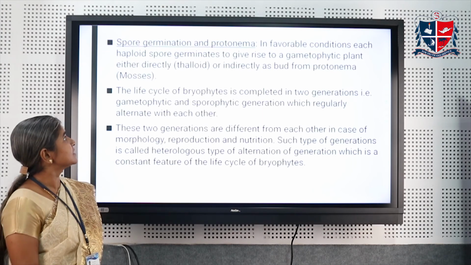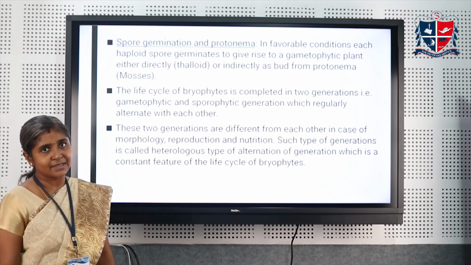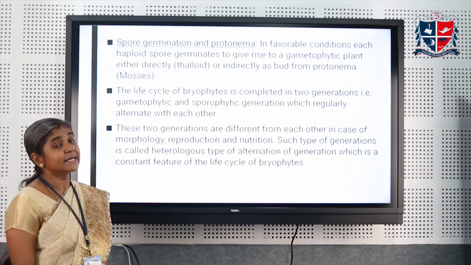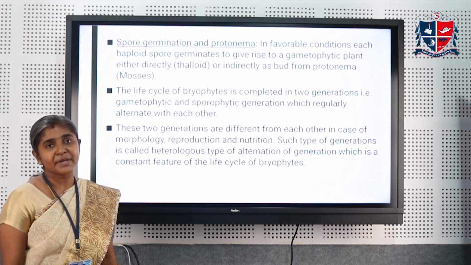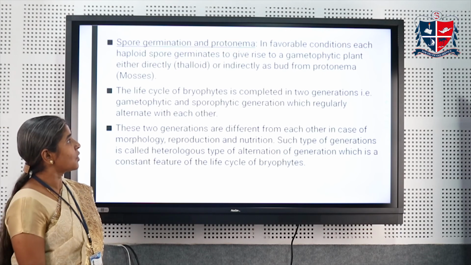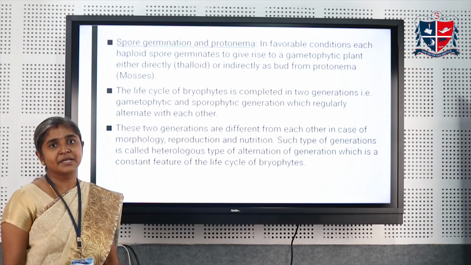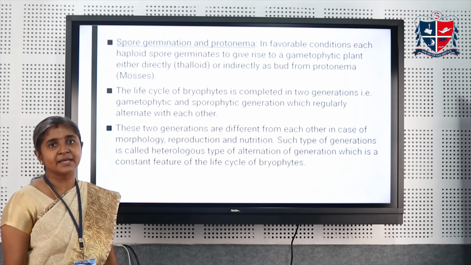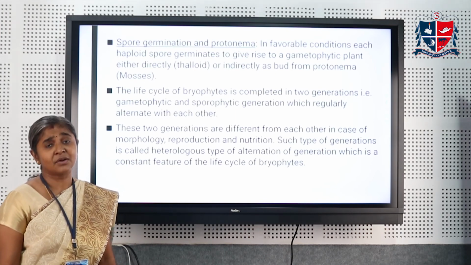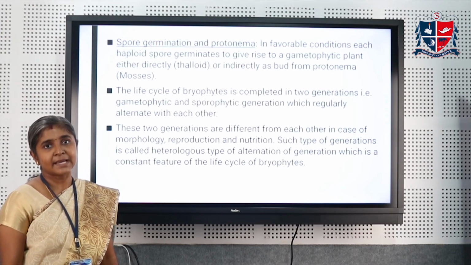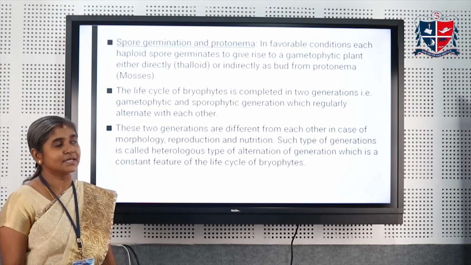The gametophyte is produced, which may directly develop into a thallus or indirectly by forming an intermediate stage called protonema. The formation of protonema is generally observed in mosses, and thallophytes, the thalloid forms, tend to develop directly into the thallus without any protonema stage.